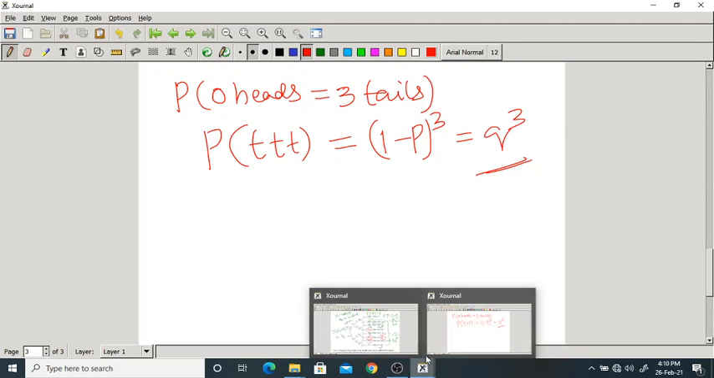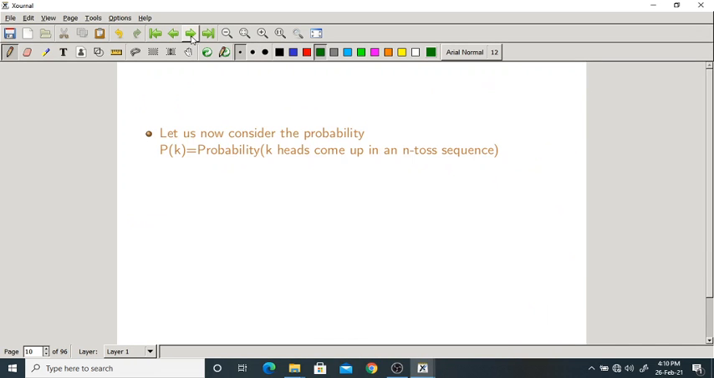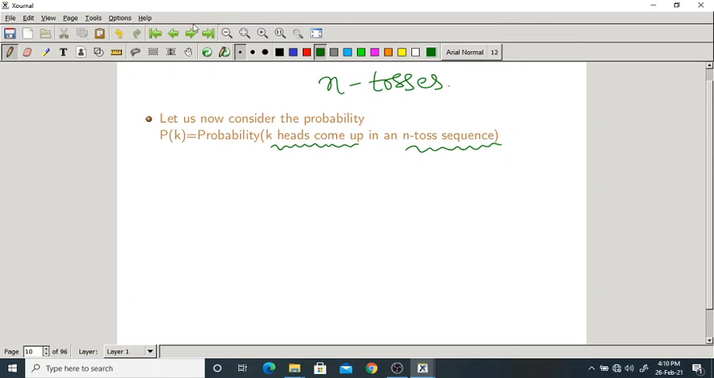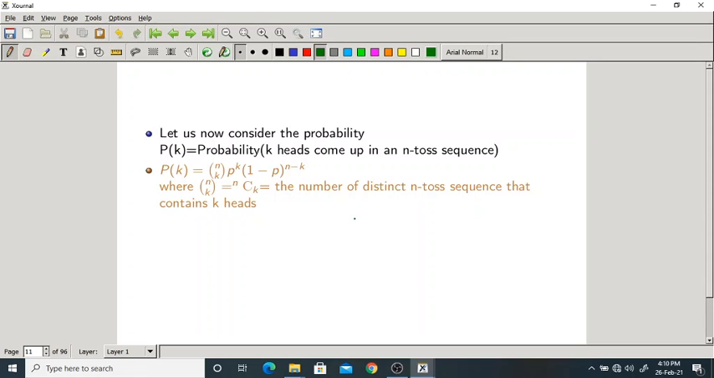Now, let me take the generalized formula. In the previous examples I have taken 3 tosses. In general, n tosses. What is P of k? Probability that k heads come up in an n toss sequence. What is that probability? This is the probability. This formula is very, very important.